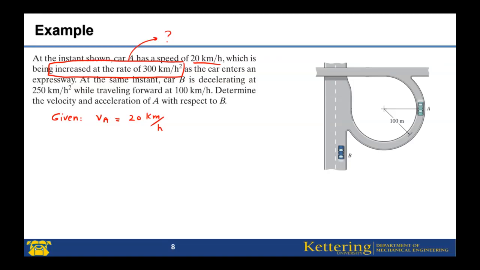Now, what does this mean? Increasing at a rate of 300 kilometers per hour squared. What is this? Acceleration. It doesn't directly mention that this is an acceleration, but the acceleration of car A in this direction is given as 300 kilometers per hour squared.